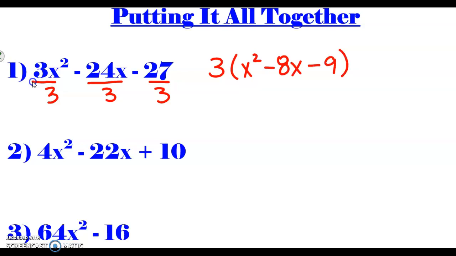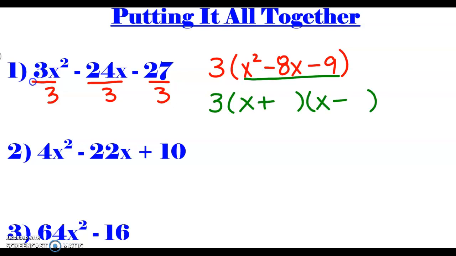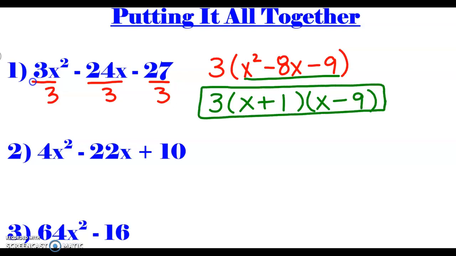And then I look at what's left behind. That is a riddle. So I would riddle it. So it multiplies to give me a negative, so I go x plus, x minus. Multiplies to give me negative 9, adds to give me negative 8. It would be positive 1, negative 9. Now what's left inside can't be factored, so that is done.